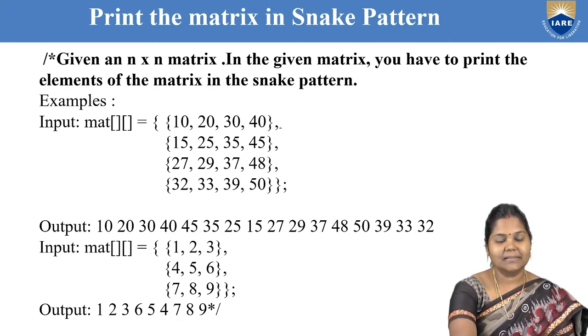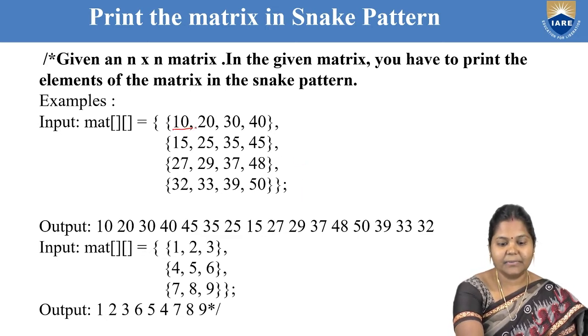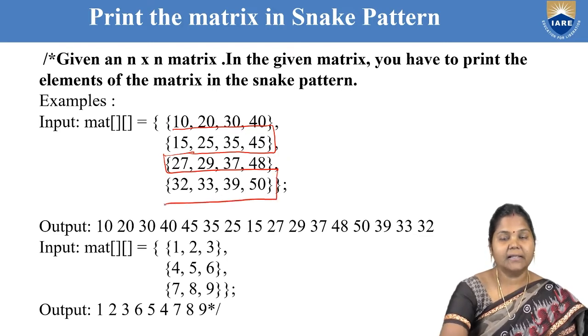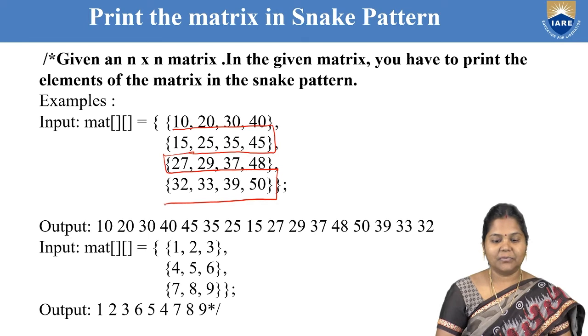Suppose there is a matrix. It is a 4 by 4 matrix in this example. Now, you have to print the content of the matrix in this snake pattern. That means first 10, 20, 30, 40. Then coming to this order, 45, 35, 25 and 15. Then coming to the next line. So, in a snake pattern, you have to print the elements of the matrix in this format.